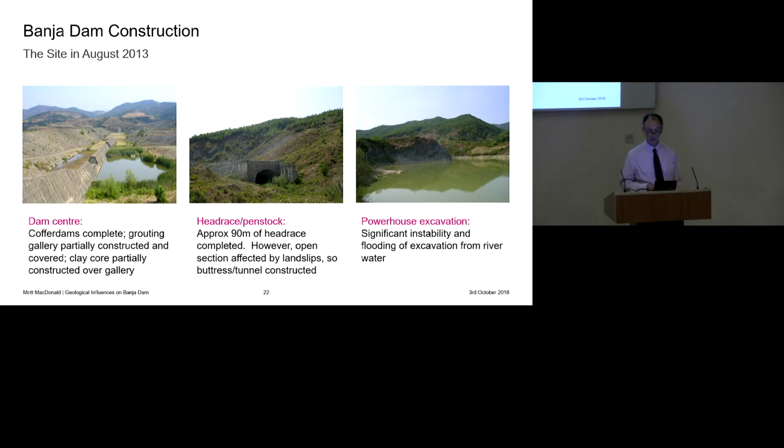the head race tunnel, as I say, was partly completed, but they'd induced this landslip, and therefore they had to construct this sort of buttress tunnel thing to safeguard the alignment of the future tunnel. They didn't install the head race tunnel in here, but they just created a space so that it could be installed in future. And that worked. I mean, the hillside was more or less stable after they built that large buttress. On the powerhouse excavation, that wasn't so good. They had a number of instability issues and it flooded, and so they hadn't made a lot of progress on the powerhouse excavation.